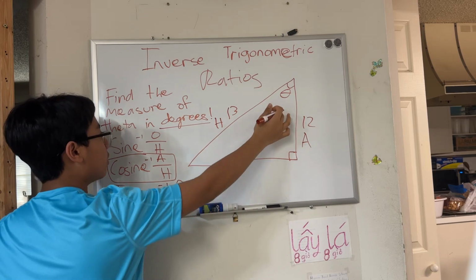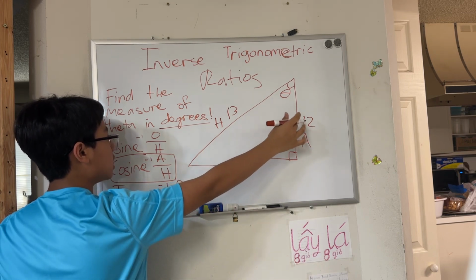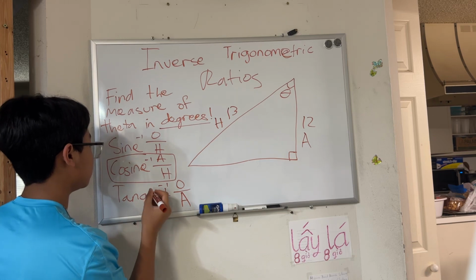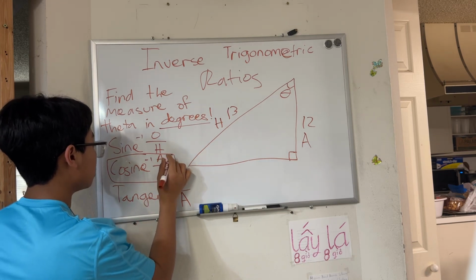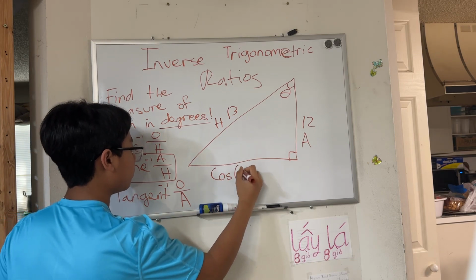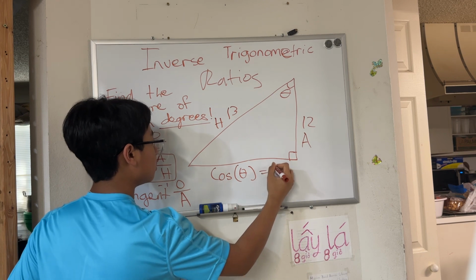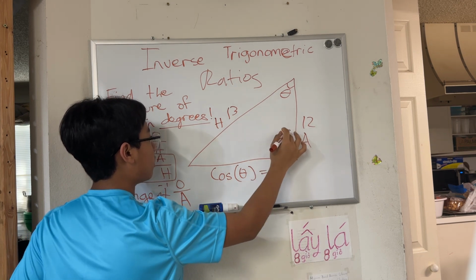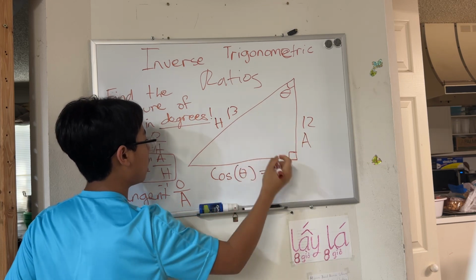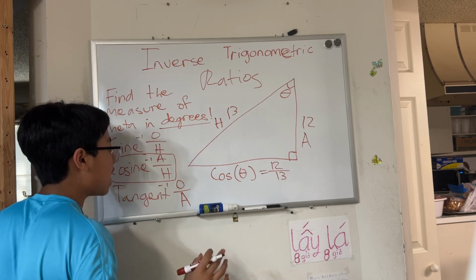The side opposite, we don't have anything. The side adjacent, we do. And the hypotenuse, we do have a side length of 13. So cosine of theta is going to be equal to the adjacent over the hypotenuse.